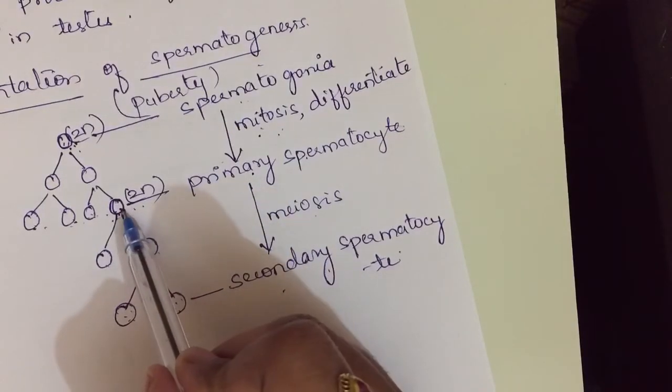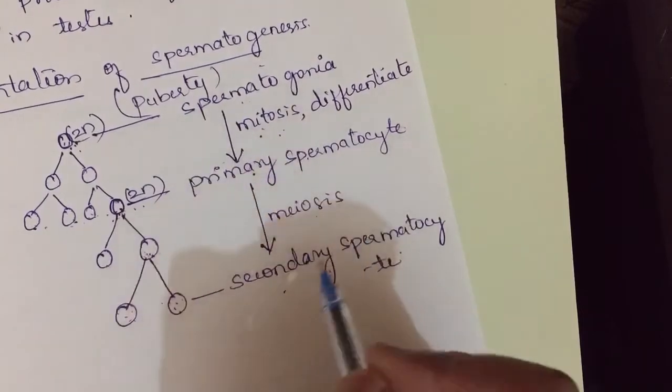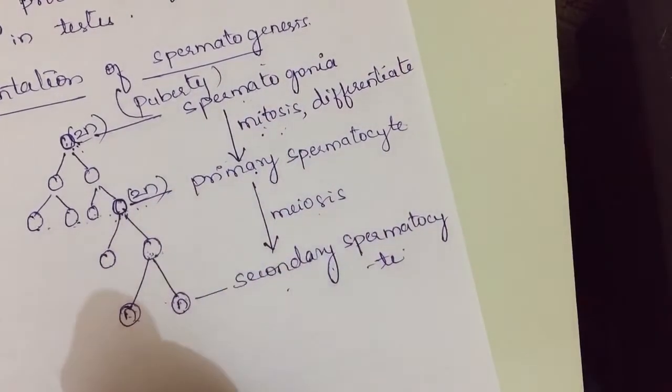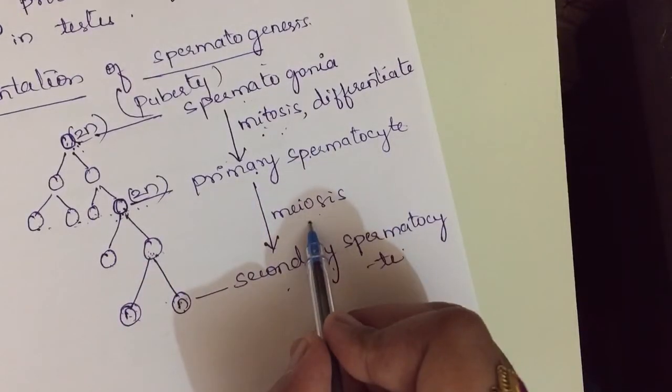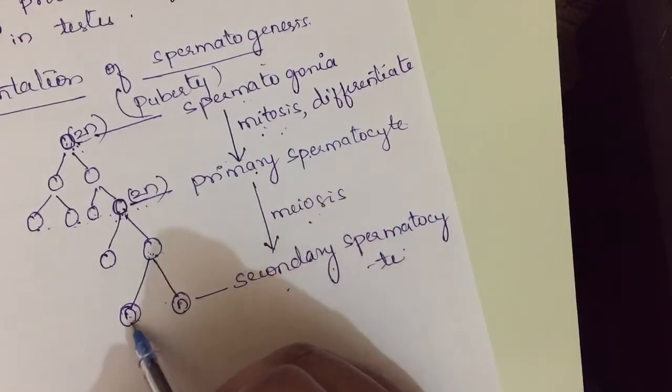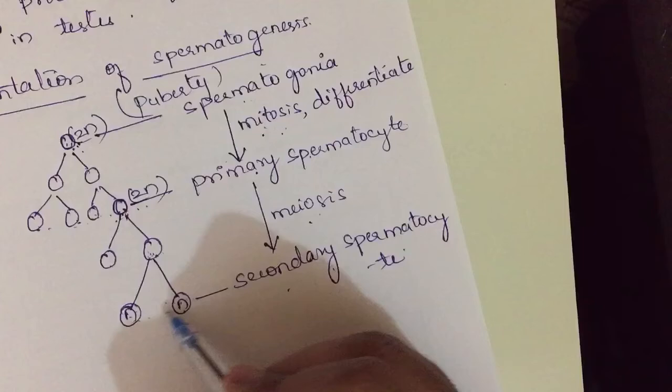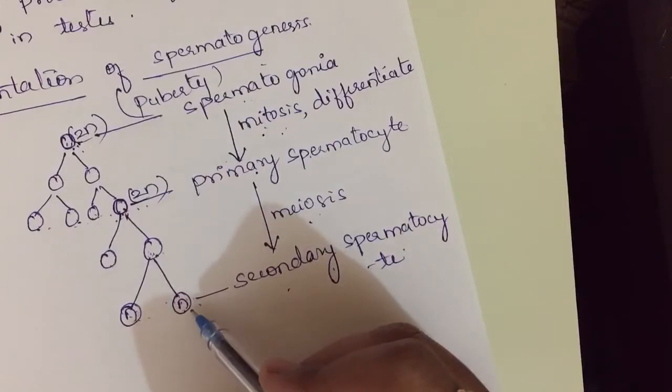Here we have said primary spermatocytes are diploid. What about secondary spermatocytes? These will be haploid. Why are we saying these are haploid? Because of meiosis. When meiosis takes place, the number of chromosomes will be reduced in the daughter cells. So these are the daughter cells and this is the parental cell. You can find that the number of chromosomes has been reduced.